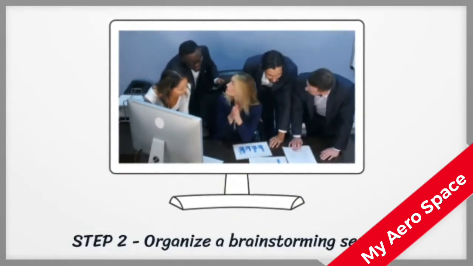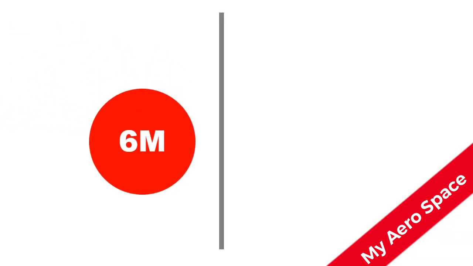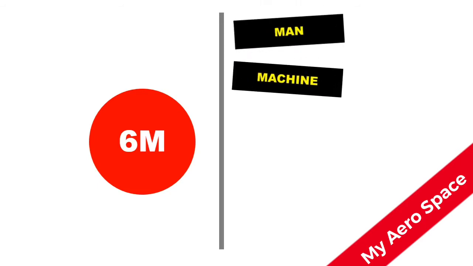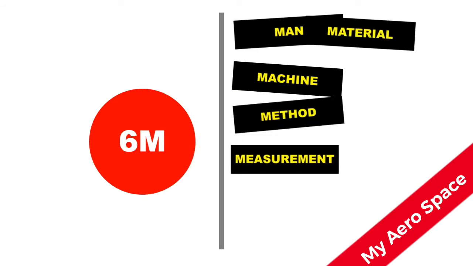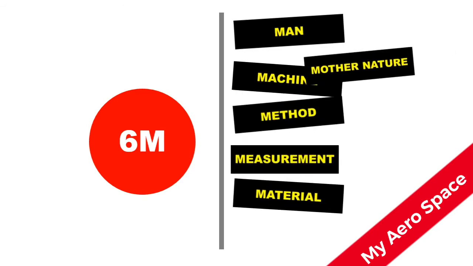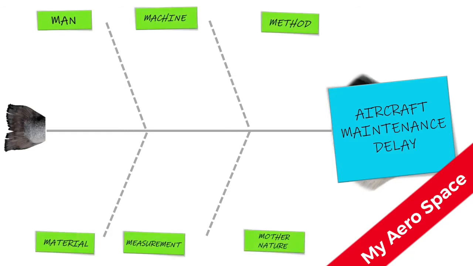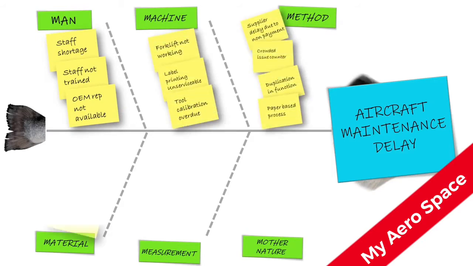6 M's. What is 6 M? The 6 M's are man, machine, method, measurement, material, and Mother Nature. These headers will go to the fishbone diagram, and all the issues will be placed under these headers.